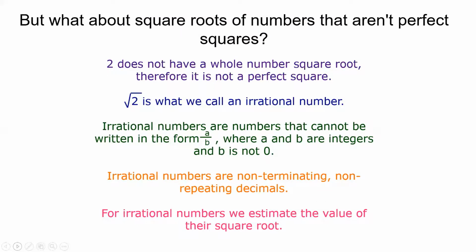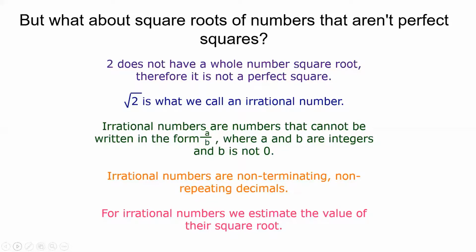But what about square roots of numbers that aren't perfect squares? Number 2 does not have a whole number square root. Therefore, it's not a perfect square. The square root of 2 is what we call an irrational number. Irrational numbers are numbers that cannot be written in the form of a over b, where a and b are integers and b does not equal 0.